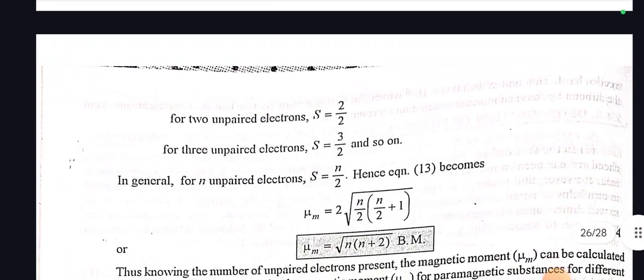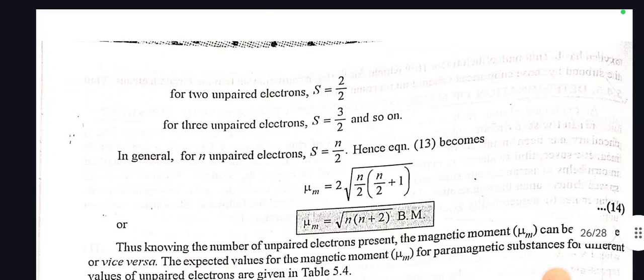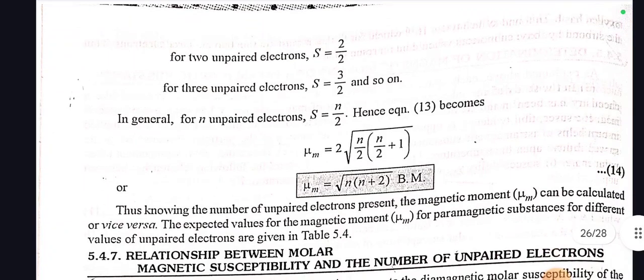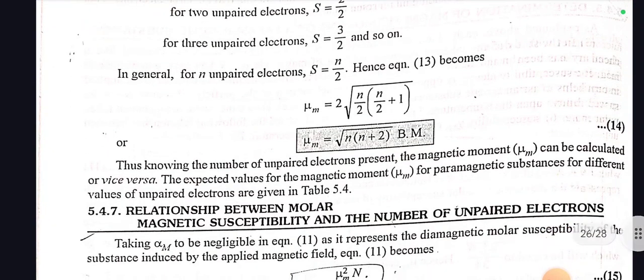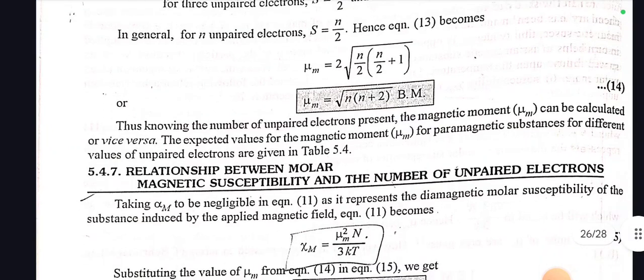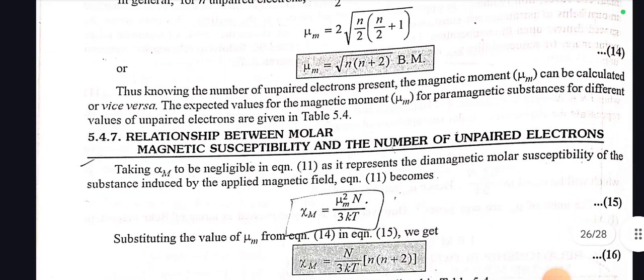For 1 unpaired electron, s is equal to 1 upon 2. For 2 unpaired electrons, s is equal to 2 upon 2. For 3 unpaired electrons, s is equal to 3 upon 2, and so on. In general, for n unpaired electrons, s is equal to n upon 2. Mu m is equal to 2 root n upon 2 into (n upon 2 plus 1). Mu m is equal to root n into (n plus 2) BM. Thus, knowing the number of unpaired electrons present, the magnetic moment can be calculated or vice versa.